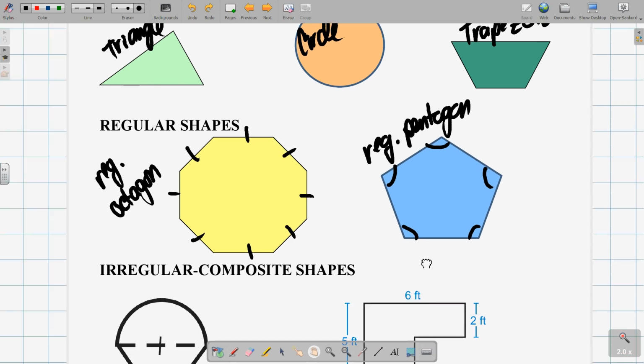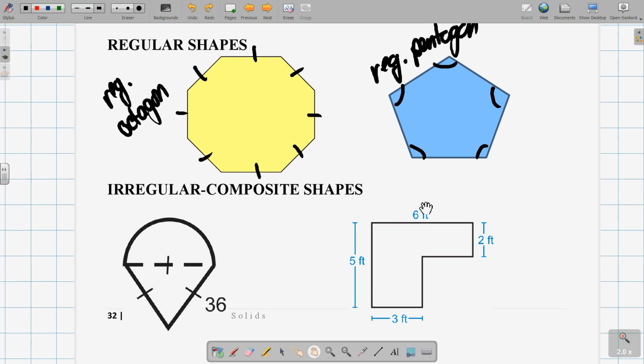Then we have what are called composite shapes. Composite shapes, think of the word compose, like music. Composite shapes are shapes made up of a combination. For example, this shape here is made up of a semicircle and a triangle. This shape here is made up of, of course, 2 distinct rectangles. So that's a composite shape.